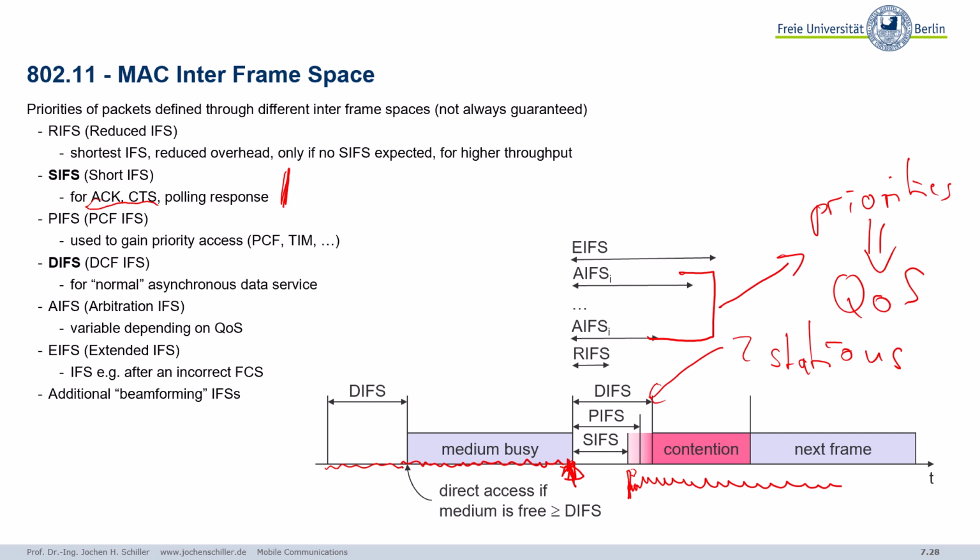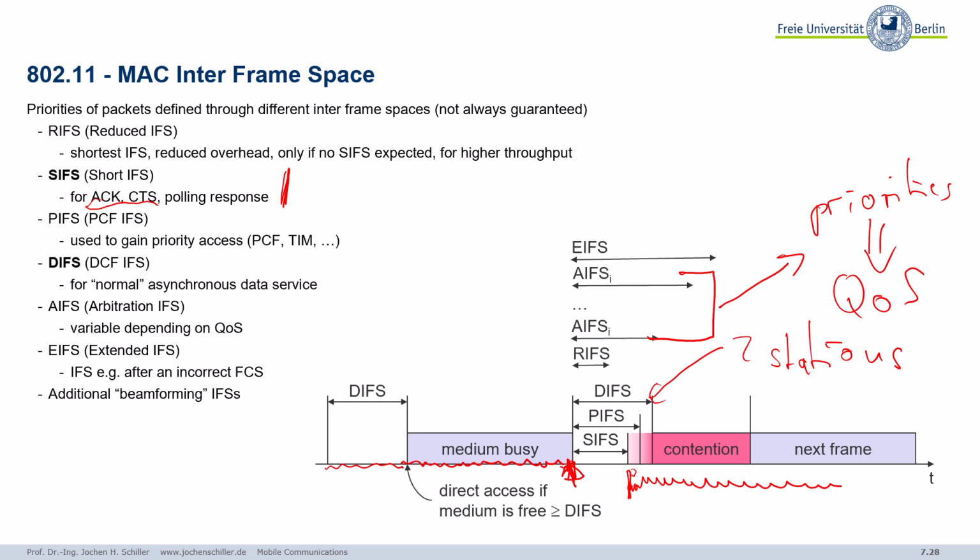But still, there could be two, for example, voice data streams from two stations using the same IFS. So, if you belong to the same class, access class, for example, voice traffic, you use the same waiting time, and there may be a contention because you try to access the medium at the same time, and we have to resolve this problem. So, SIFS, DIFS, AIFS, these are different waiting times reflecting different priorities.